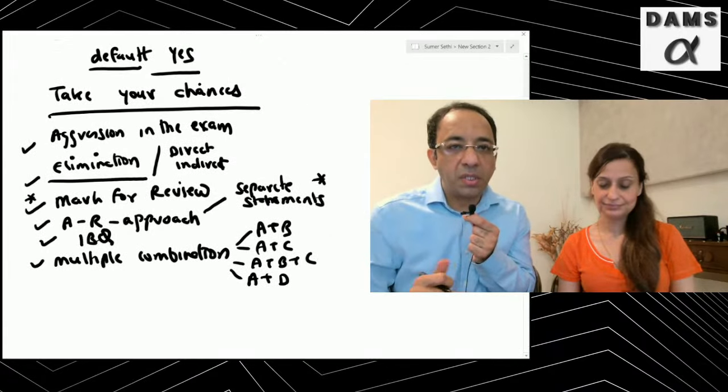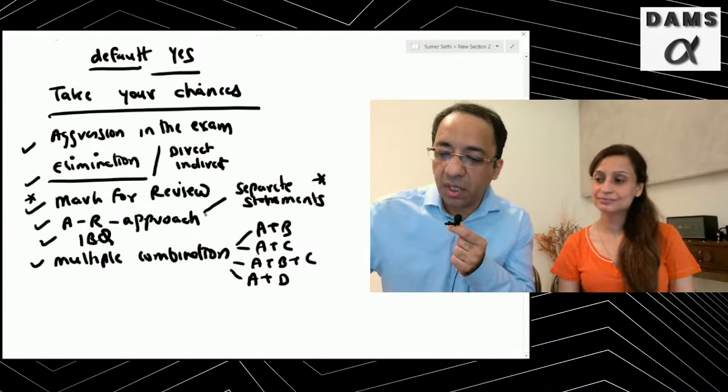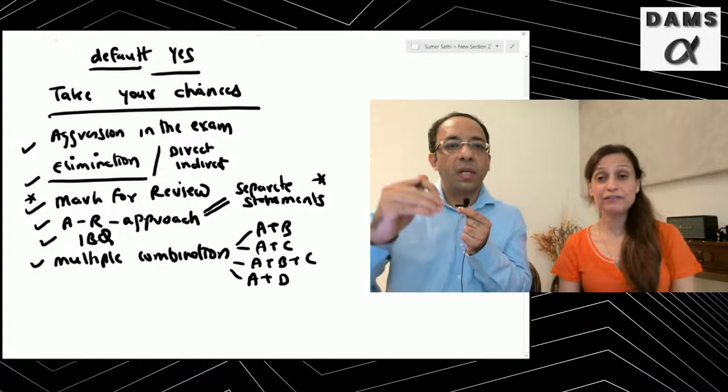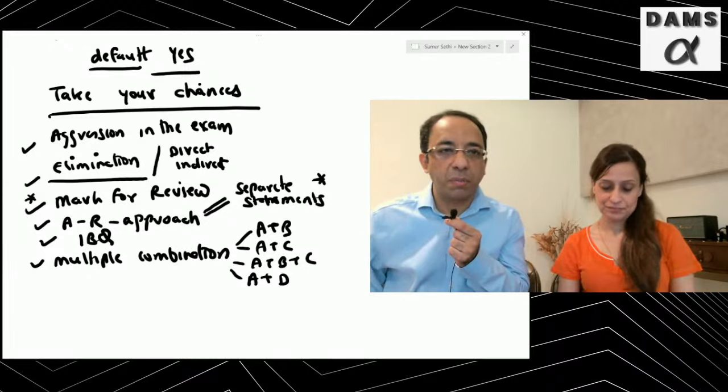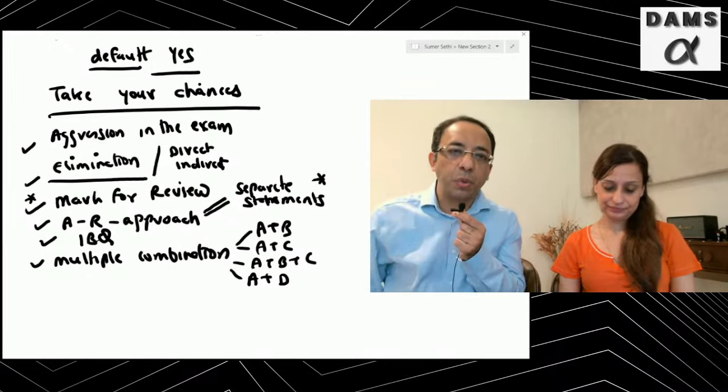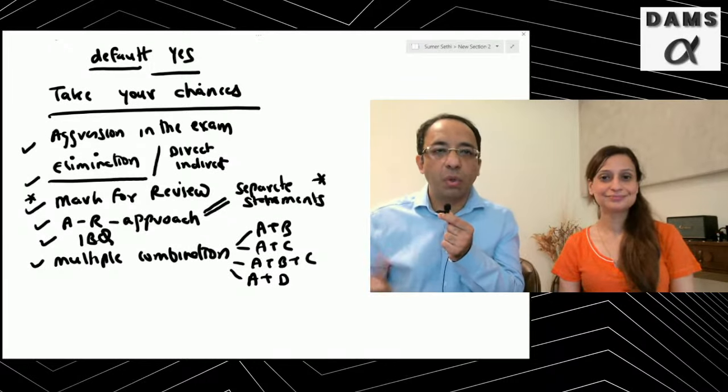In the assertion reasoning type of questions, we read the assertion and reason as separate statements. Yes. Individually we see whether they are true or false, and then we see the relationship between them. In an image-based question, we see the choices first, then we go to the image.